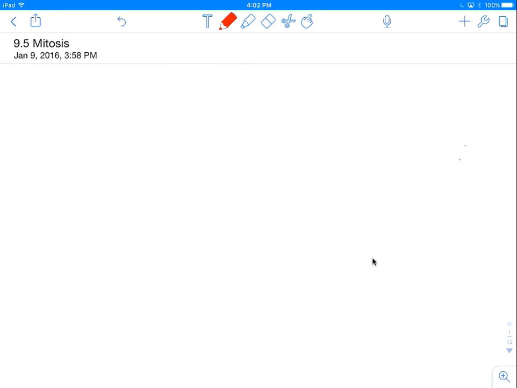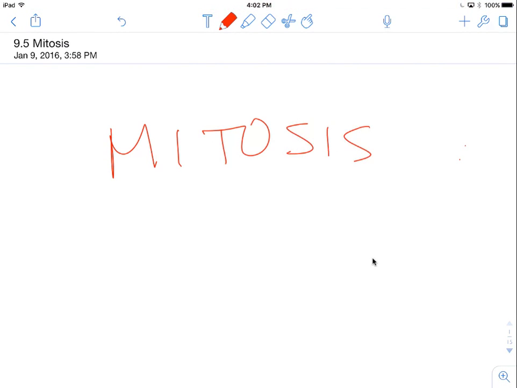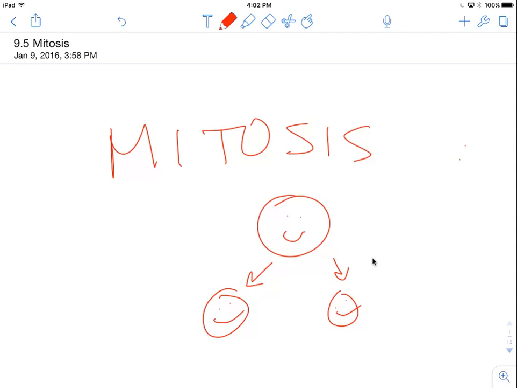Hello, everybody, and welcome to everything you wanted to know about mitosis, but were afraid to ask. Hooray! Look, this smiley face is going to divide into two other smiley faces.